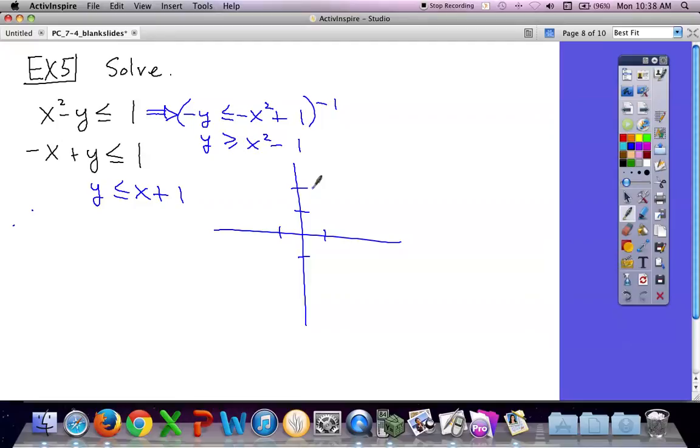This first one we already did in the first slide. It's a parabola, it opens up, has a y-intercept of negative 1, and it's a solid line, so it looks something like this. This one would be a straight line, y equals x plus 1, has a y-intercept of 1, a slope of 1, and it's a solid line.